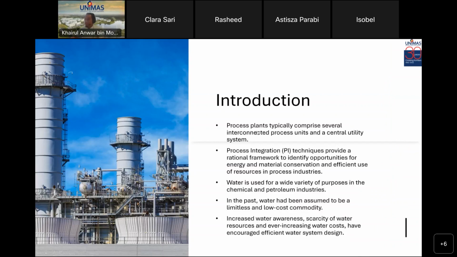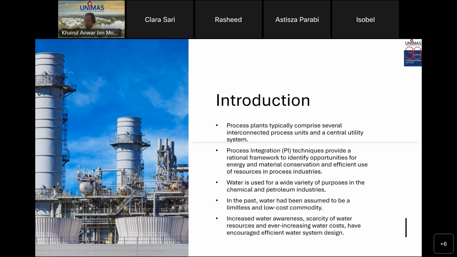Process plants typically comprise several interconnected process units and a central utility system. The process integration technique provides a rational framework to identify opportunities for energy and material conservation and efficient use of water resources in process industry. This is why we do process integration.